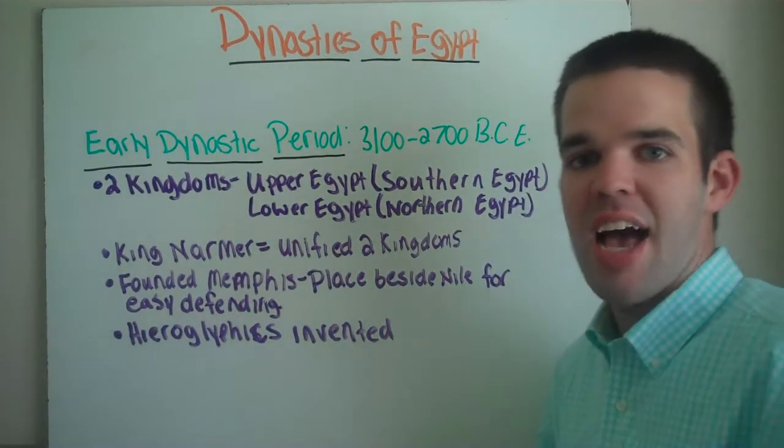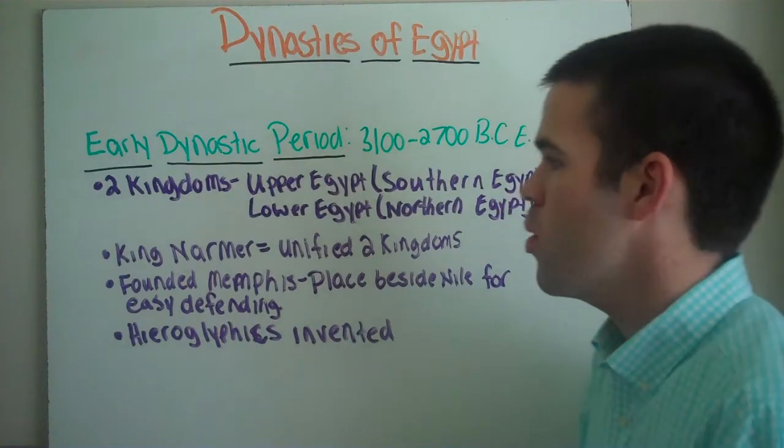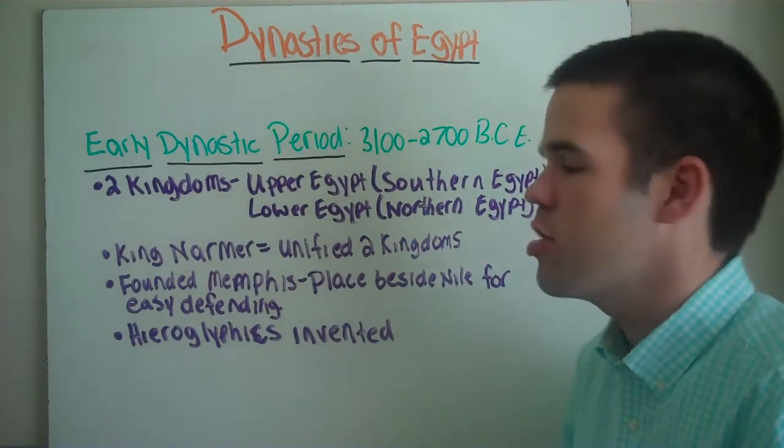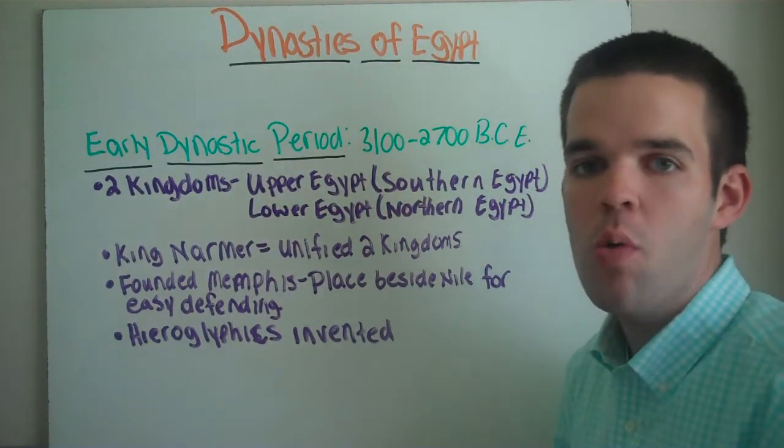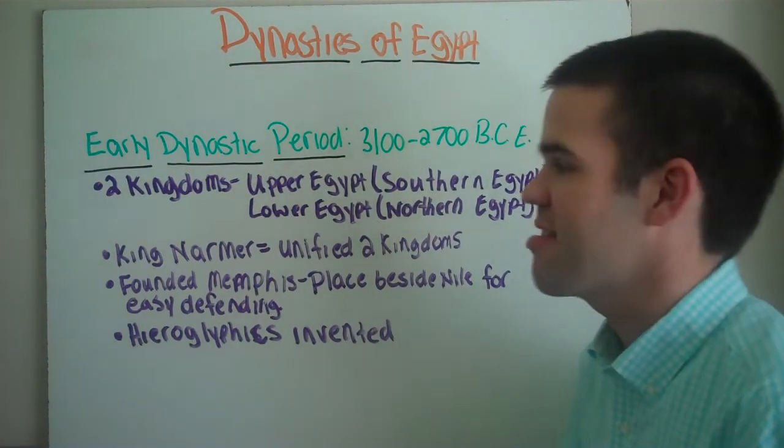Today we're going to cover the dynasties and the kingdoms of ancient Egypt. We're going to talk about 4 important dynasties and kingdoms today. They include the early dynastic period, the old, the middle, and the new kingdoms. We're going to start today's lesson with the early dynastic period.